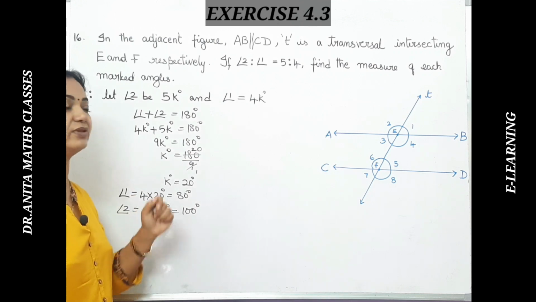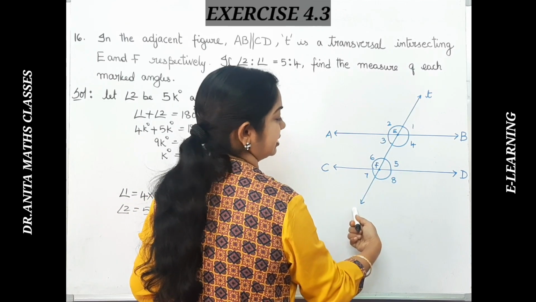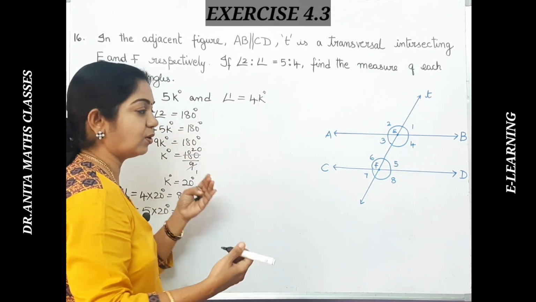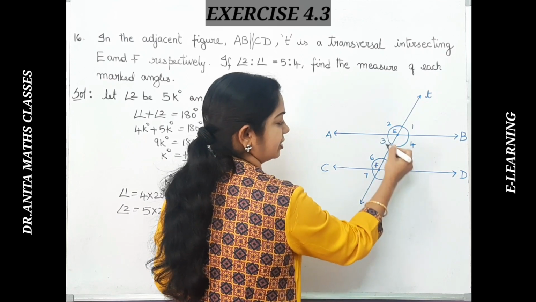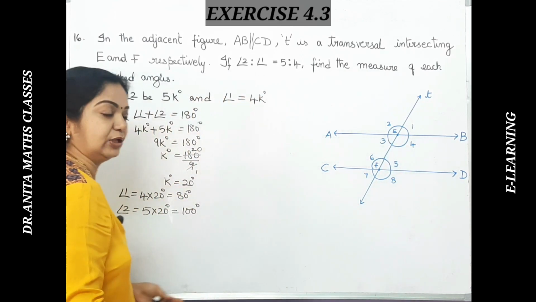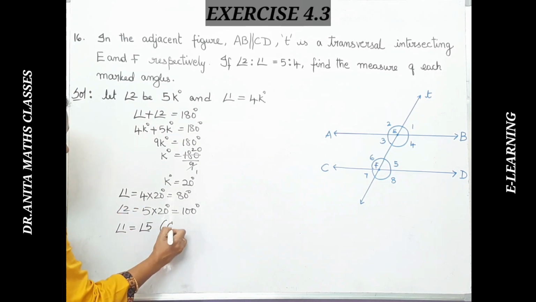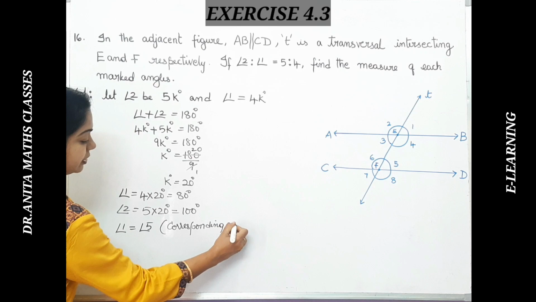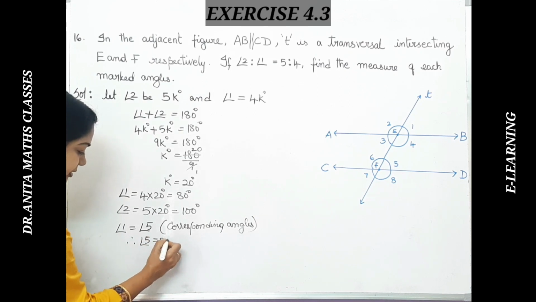Now, from the principles of parallel lines and transversal, given that AB is parallel to CD and this is the transversal, the angles formed are corresponding and interior alternate angles. If you see, angle 1 and angle 5 are corresponding. So angle 1 equals angle 5, since corresponding angles are equal. Angle 1 we got as 80 degrees, therefore angle 5 is equal to 80.